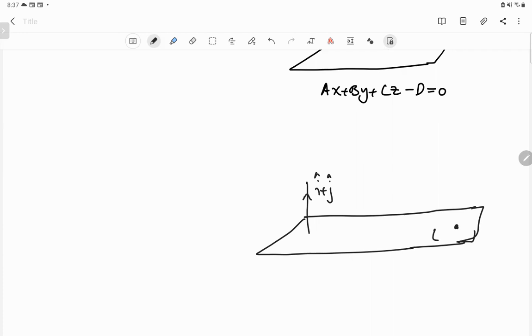The point was equal to 2, comma minus 3, comma 2. Okay. And then this point was on the plane, and the point from where we wanted to calculate the distance from the plane is 5, 2, 6. Okay.